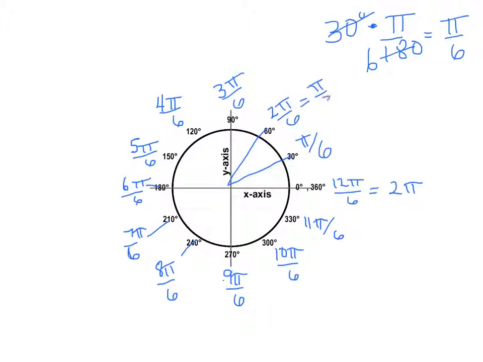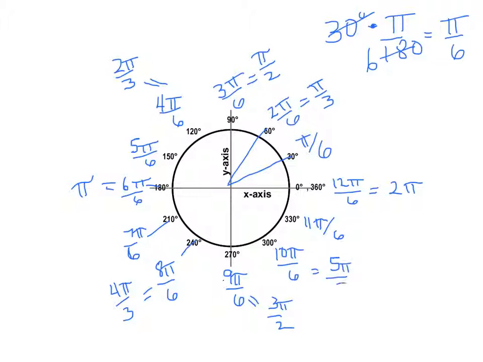As we go around and look at reducing, we get 12 pi over 6 is equal to 2 pi. 2 pi over 6 is pi over 3. 3 pi over 6 is pi over 2. 4 pi over 6 is 2 pi over 3. Going down to dividing out 6's, we get 6 pi over 6 is equal to pi. 240 degrees, reducing by 2 over 2, we get 4 pi over 3. 270 degrees, 9 pi over 6 reduces to 3 pi over 2. 300 degrees, or 10 pi over 6, reduces to 5 pi over 3.